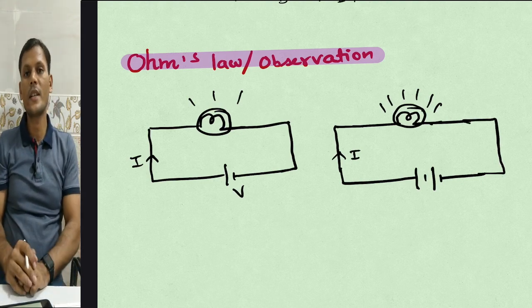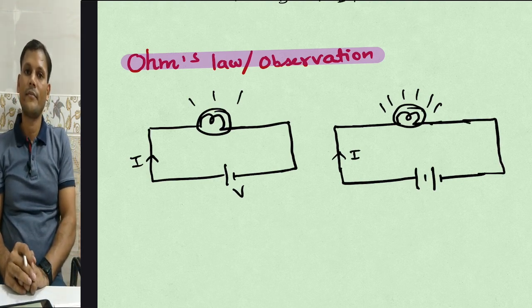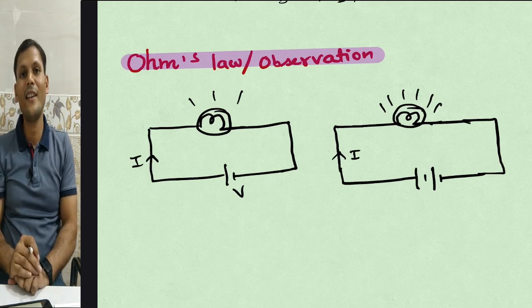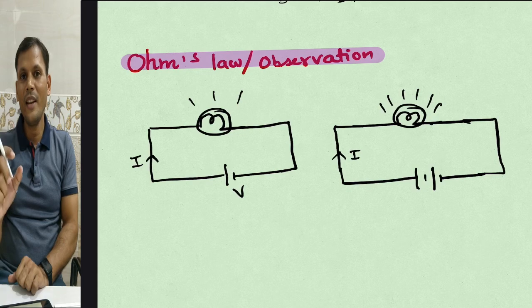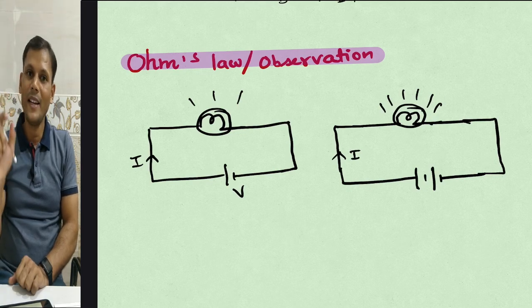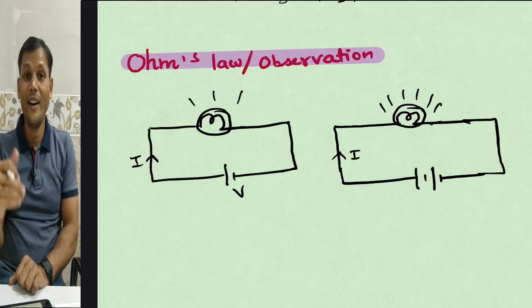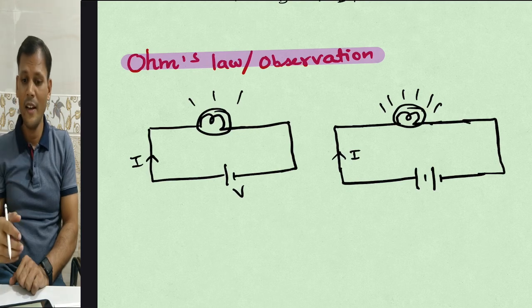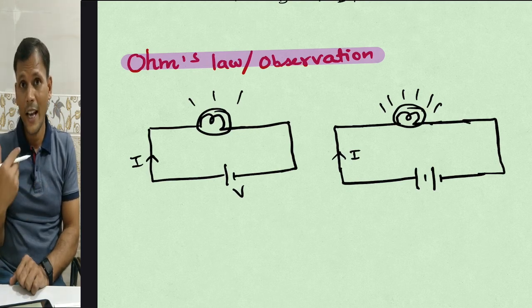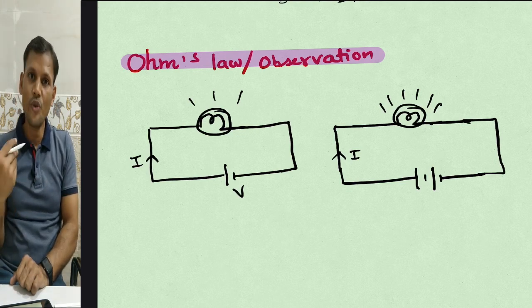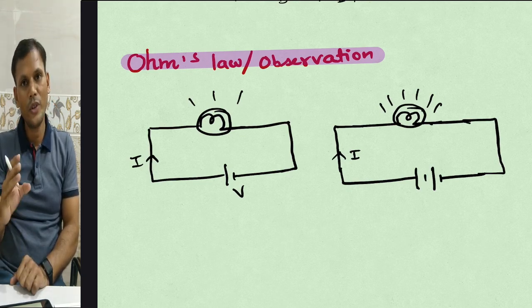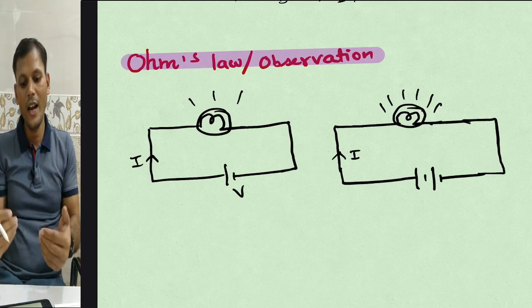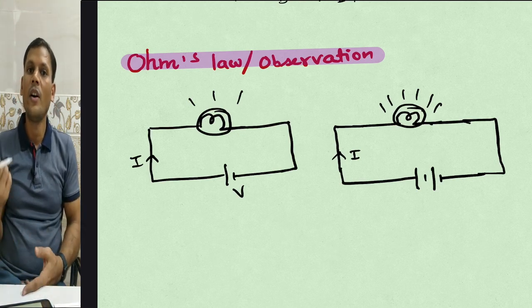Now we have to discuss the main topic, Ohm's law. What is Ohm's law? We will learn Ohm's law by one observation. And what is that observation? Let us see. A very simple observation that we experience in day-to-day life. That observation is here in front of you. We just have to think about this observation and we will conclude Ohm's law.